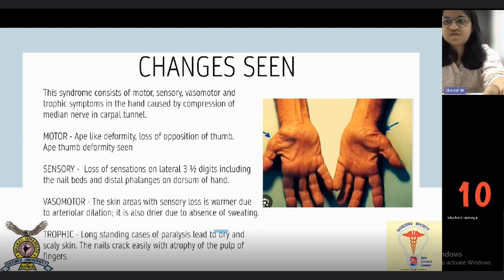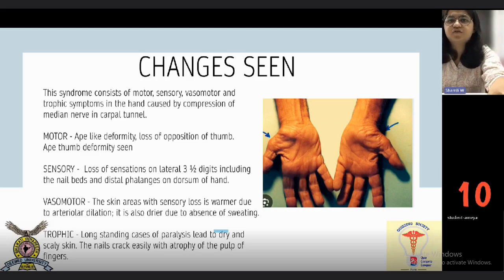So the changes that we see in carpal tunnel syndrome are as follows. This syndrome consists of motor, sensory, vasomotor, and trophic symptoms in the hand caused by compression of the median nerve in the carpal tunnel. First we will see the motor changes, ape-like deformity, as you can see in the diagram. You can see the thenar part, it is not looking normal. The bilateral thenar deformity is seen, and it is due to adduction deformity of the thumb.